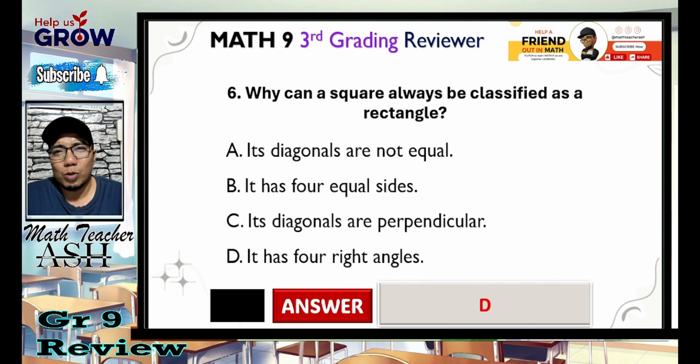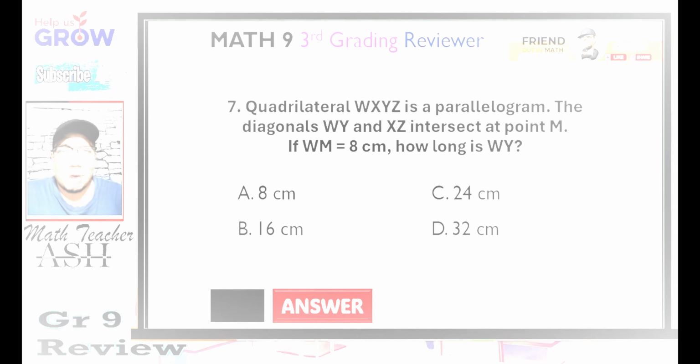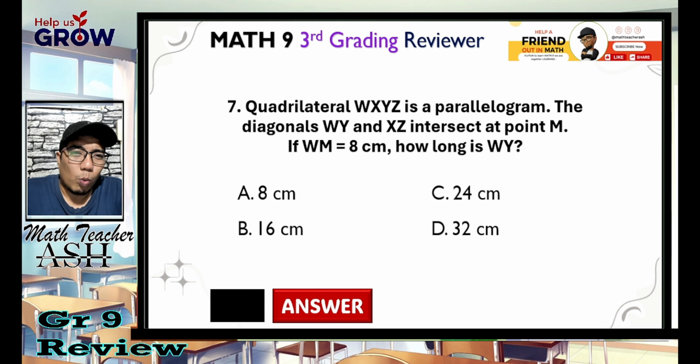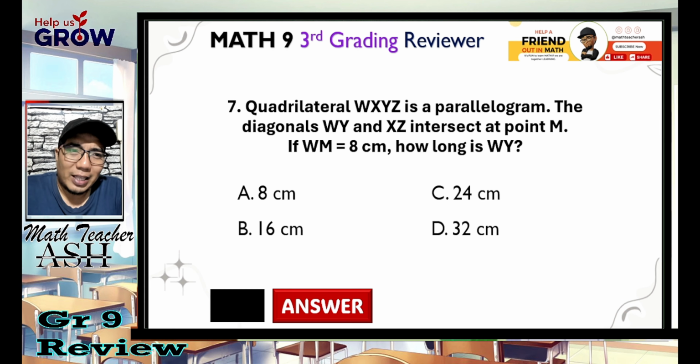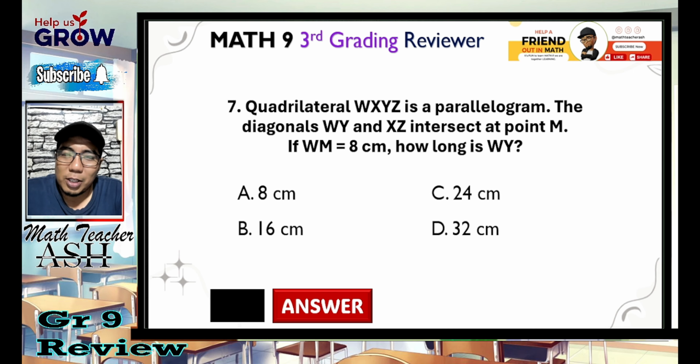So now let us go to question number 7. Quadrilateral WXYZ is a parallelogram. The diagonals WY and XZ intersect at point M. If WM is 8 centimeters, how long is WY? So the choices are A, 8 centimeters, B, 16 centimeters, C, 24 centimeters, or D, 32 centimeters. I'll give you 5 seconds to think about your answer.